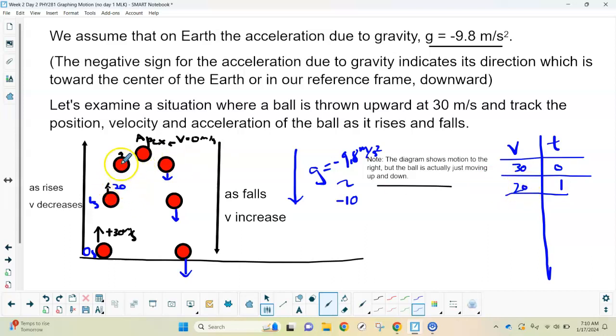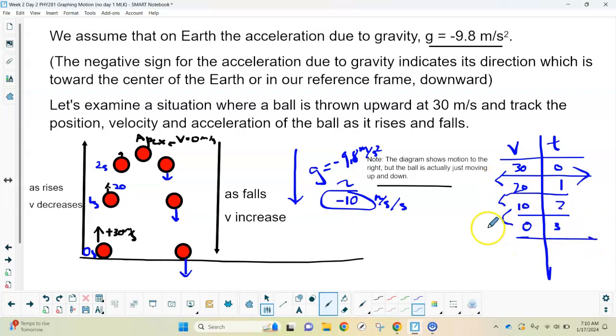20 meters per second up. In another second, at 2 seconds, it would be 10 because we're using this -10 meters per second. Every second that goes by, every time we add a second, we add a -10. We add another -10, that's going to get us to 0, and that's at 3 seconds. So this is the apex. Our apex occurs when the velocity equals 0.